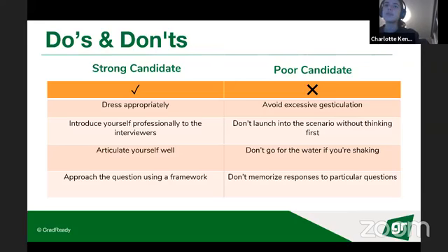The other thing is to introduce yourself professionally to the interviewers. Some people will go in for a handshake, other people won't. It's all online, so you don't even need to worry about that. If you're doing online interviews, it might be a good idea to do a wave or something, because it makes you seem a little bit more human. But just be polite and say, hi, my name's Charlotte, pleasure to meet you, or something like that. You don't need to be too over the top.